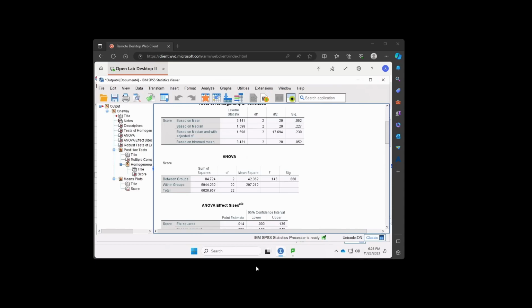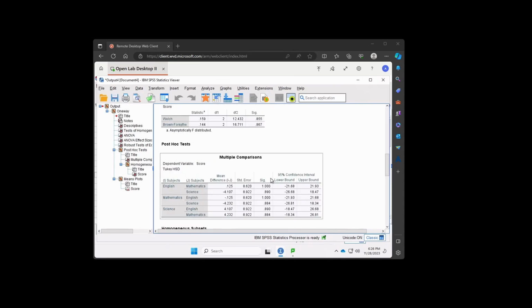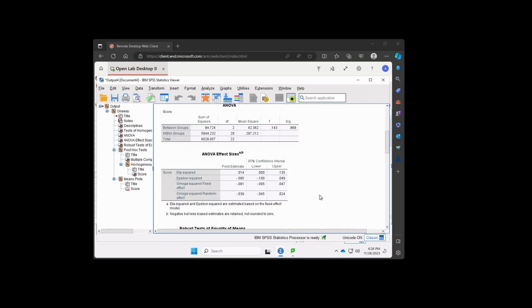But if we look at the post hoc test, we won't know the differences. So the post hoc test won't tell us the differences. And if we look back at this, in our significance column, we have 0.868. So what it means is that 0.868 is non-significant. How can you tell? Because it's bigger than 0.05, so it's non-significant.